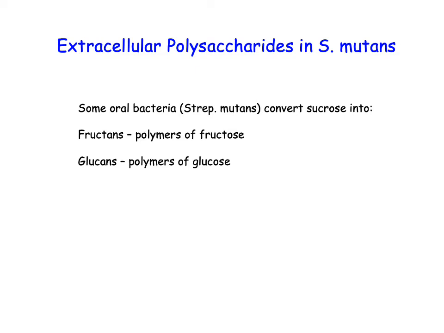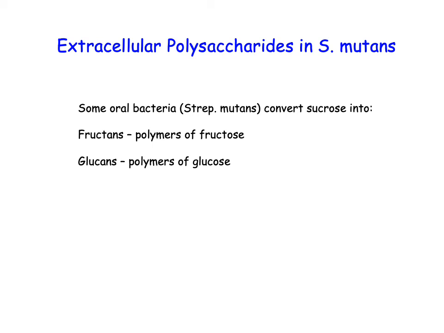So the last thing I want to talk about is the extracellular polysaccharides found in another oral bacteria, in this case strep mutans. It's not the only strep that produces these kinds of polymers, but it's the most common one. And of course, strep mutans is responsible for a lot of caries, a major contributor to the caries process, because, again, as we've talked about, it likes to chew up glucose and spit out lactic acid.